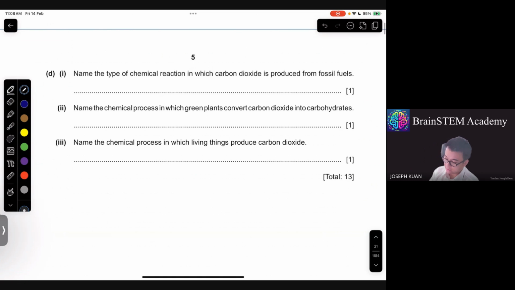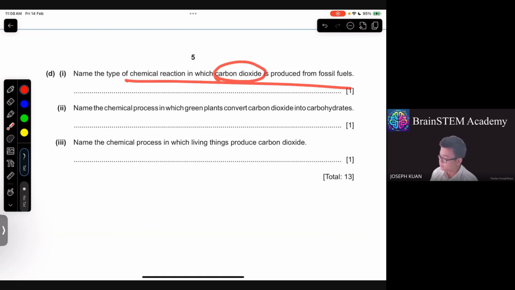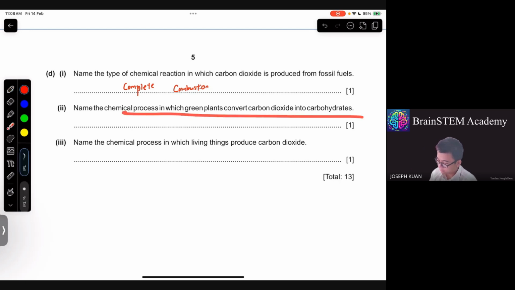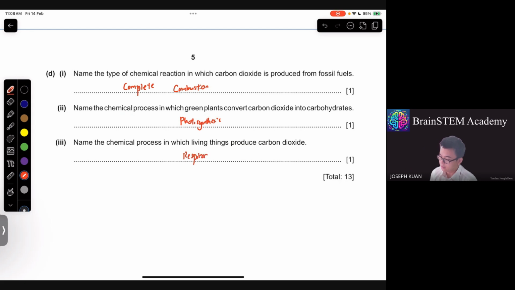Next, name the type of chemical reaction in which carbon dioxide is produced from fossil fuels. In that case, it will be a combustion reaction, to be more exact, complete combustion, that forms carbon dioxide. Name the chemical process in which green plants convert carbon dioxide into carbohydrate, which is photosynthesis. Really straightforward. Name the chemical process in which living things produce carbon dioxide, which is respiration. Relatively straightforward. Let's move on.